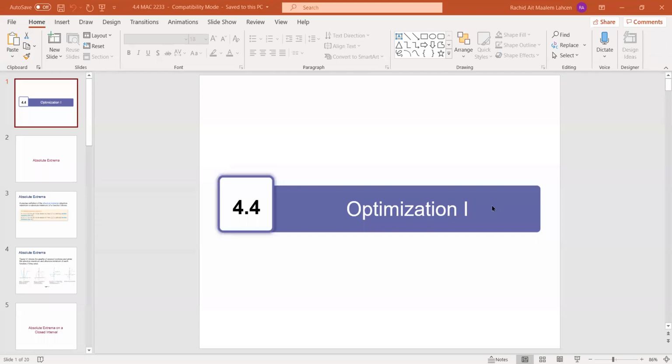Hello, everybody. We'll continue chapter 4, and this is 4.4, which is the first section of optimization. And the next one will be optimization 2.